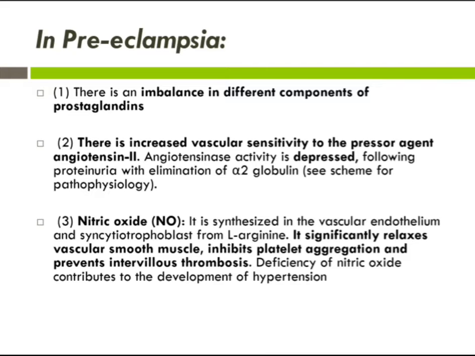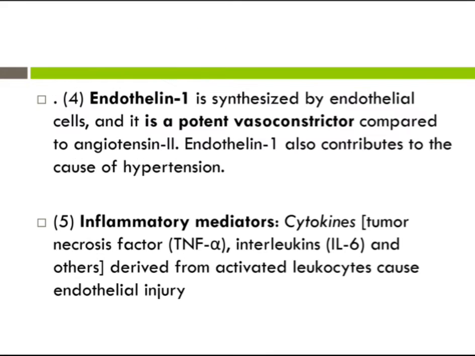2, there is increased vascular sensitivity to the pressor agent angiotensin II. Angiotensinase activity is depressed following proteinuria with elimination of alpha-2 globulin. 3. Nitric oxide is synthesized in the vascular endothelium and syncytial trophoblast from L-arginine. It significantly relaxes the vascular smooth muscle, inhibits platelet aggregation, and prevents intervillous thrombosis. Deficiency of nitric oxide contributes to the development of hypertension.